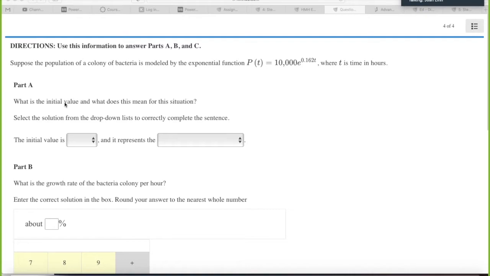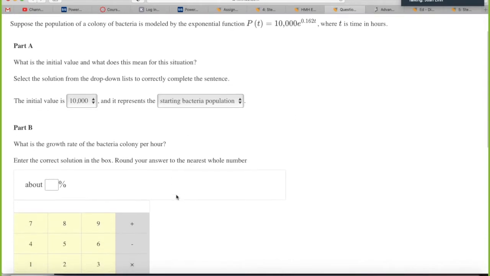So the initial value is when no time has passed. So the initial value is going to be when t equals 0. When t equals 0, this whole thing turns to 1, because you're going to have e raised to the power of 0. Anything raised to the power of 0 is 1, so you have 10,000 times 1, so you've got 10,000. The initial value is 10,000, and it represents the starting bacterial population.